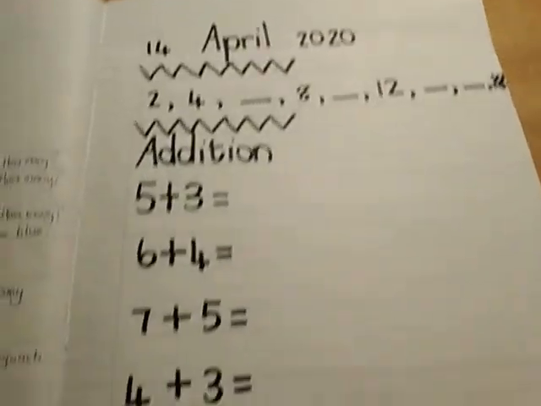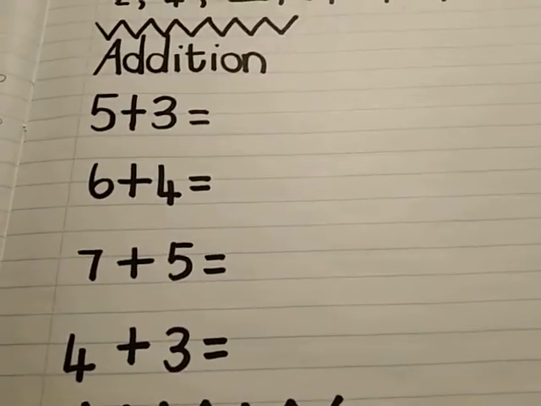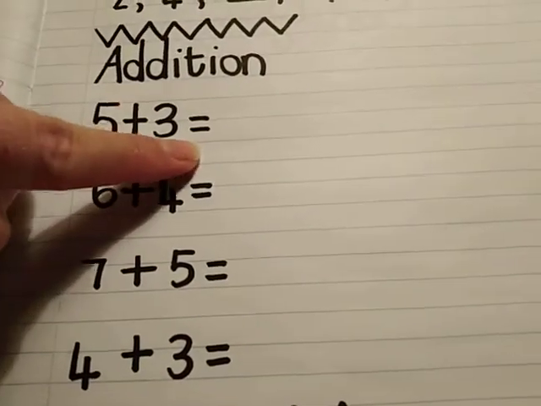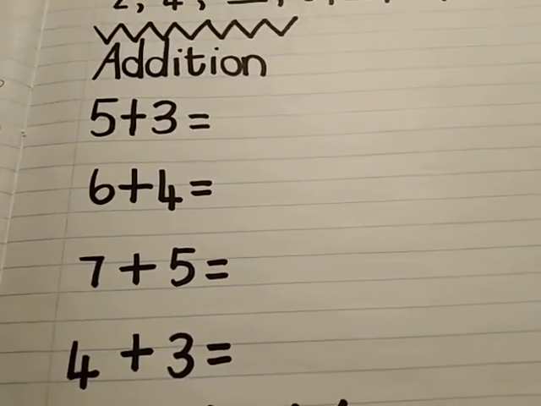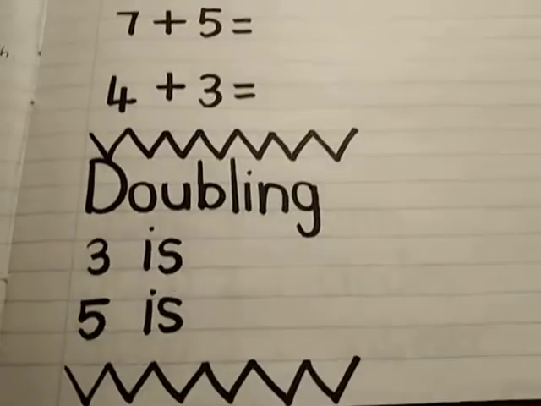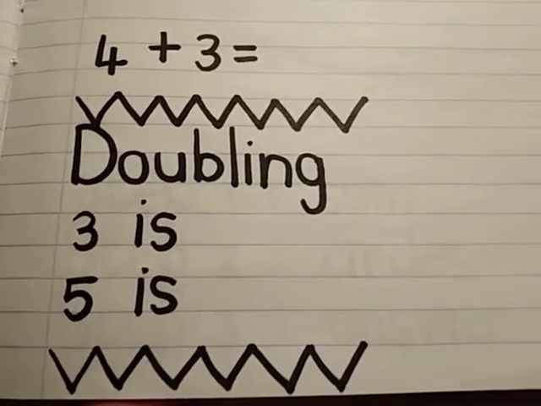Then you'll go over into addition. Remember, you have to draw your circles and touch and count them, and remember to write your answer over there. Then you can make another pattern, and you'll finish off with doubling.